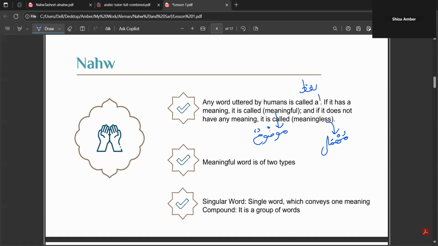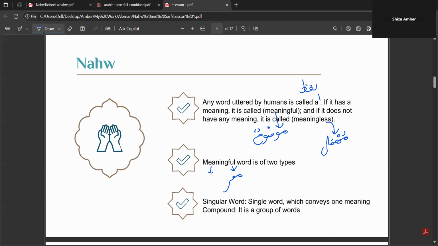Mashallah. Then there are two categories of the word which has meaning. There are two more categories of meaningful words as well. So they are mufridun.